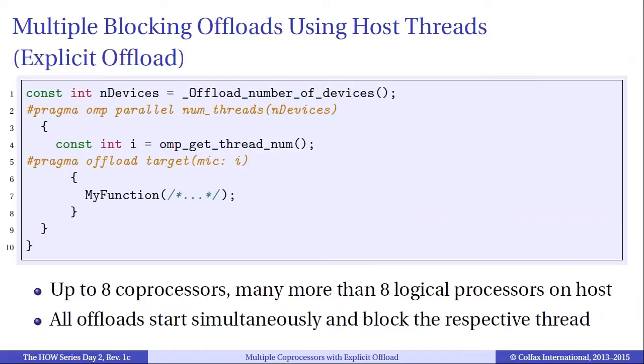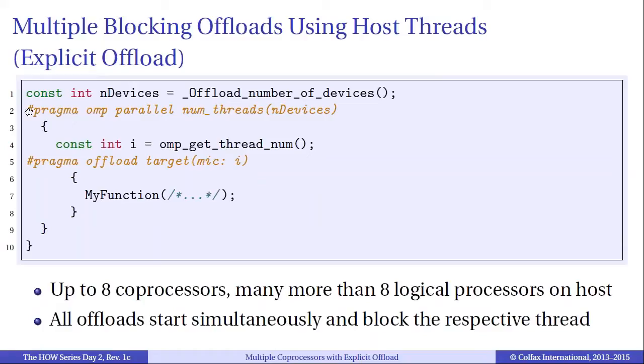Another issue with using multiple Xeon Phi coprocessors is how to use them in parallel. As I mentioned, offload is by default blocking. So when I start offload to coprocessor 0, I will not be able to start offload to coprocessor 1 until this offload finishes. The best way to use multiple coprocessors in this case is to dedicate one host thread to every Xeon Phi.